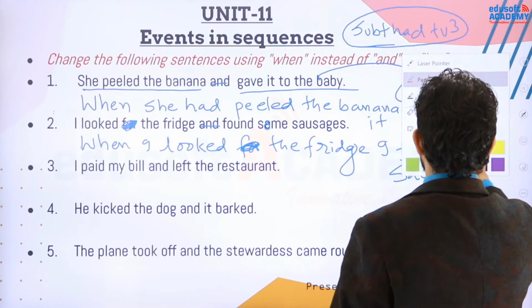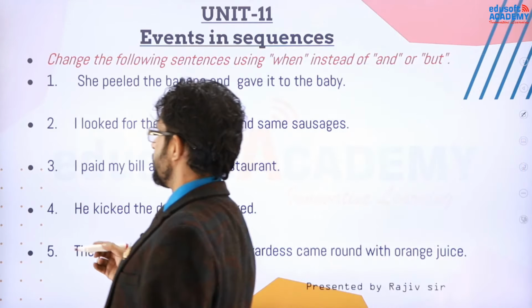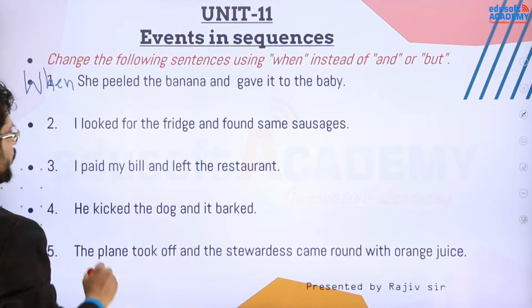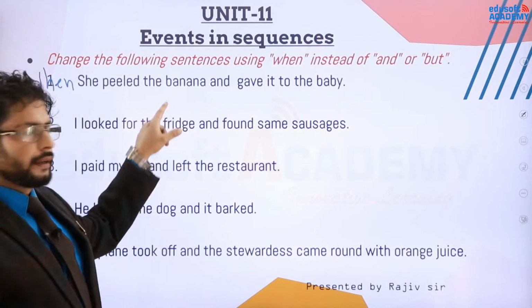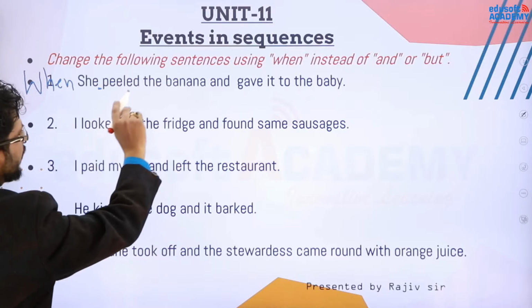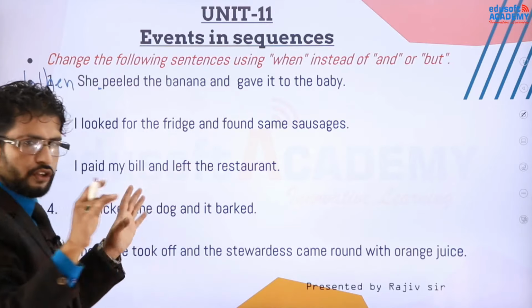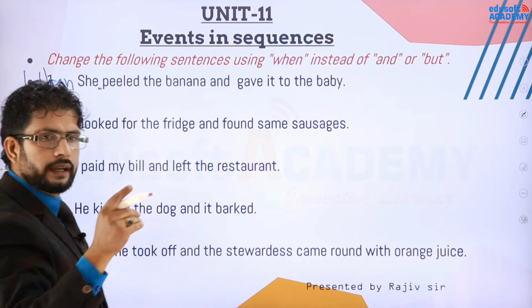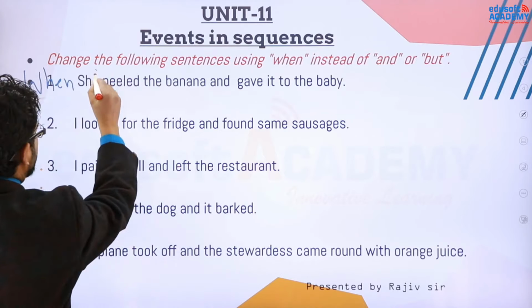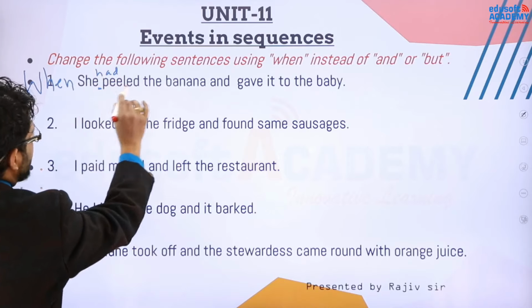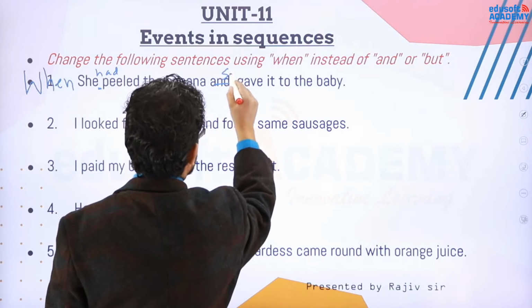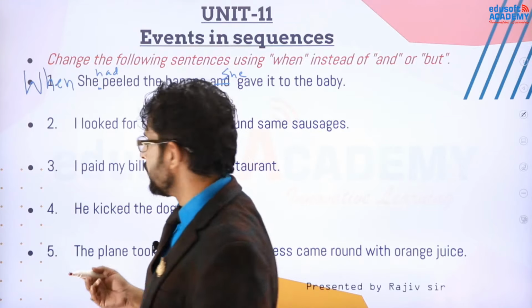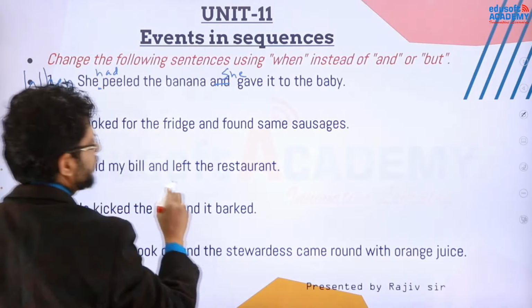So what I'm trying to tell you is, let's make it even easier. First, you are going to write "when" here. Begin the sentence with "when". Now, as these two actions do not occur at the same time, but one after another, you can write "had" here. When she had peeled the banana, she gave it to the baby. That's a very easy one.